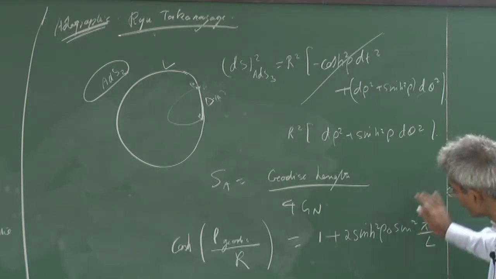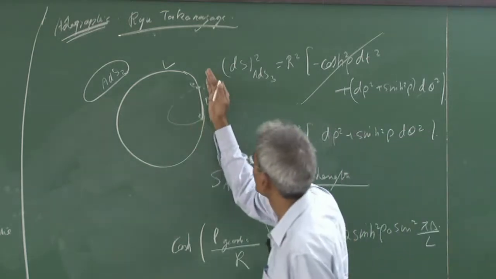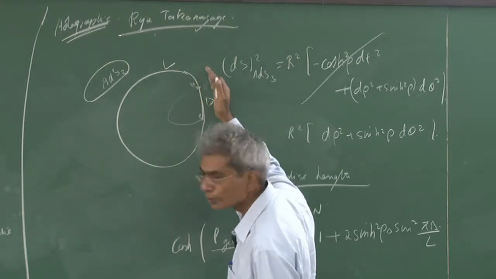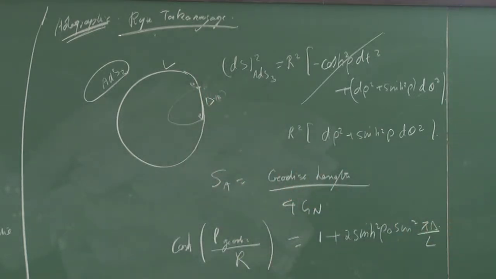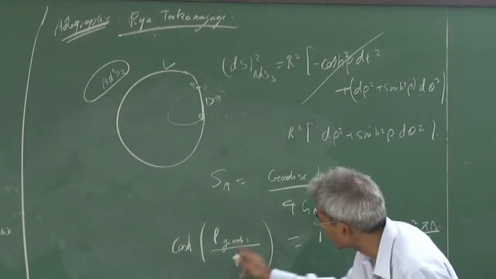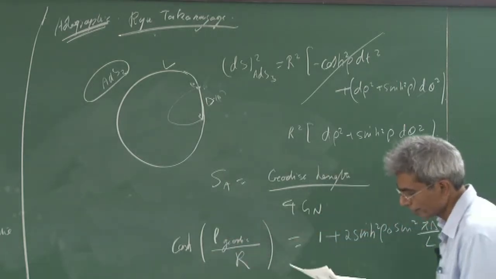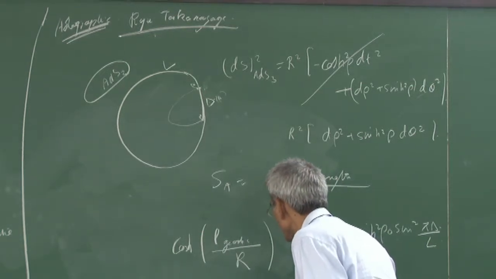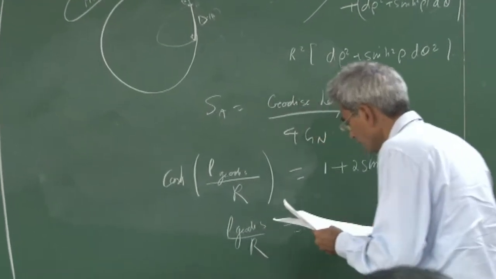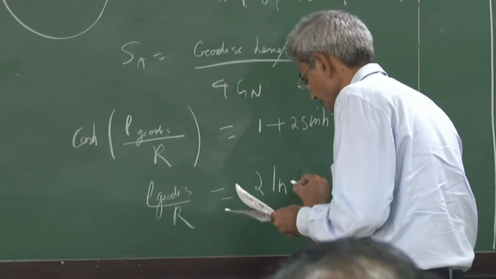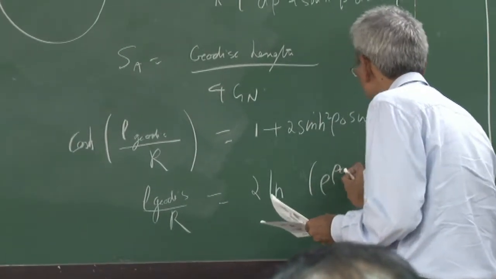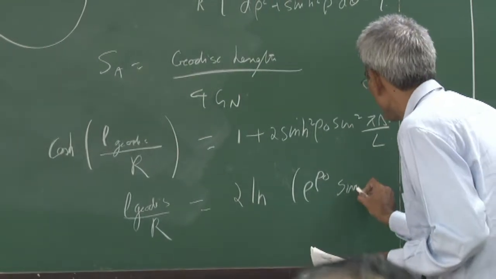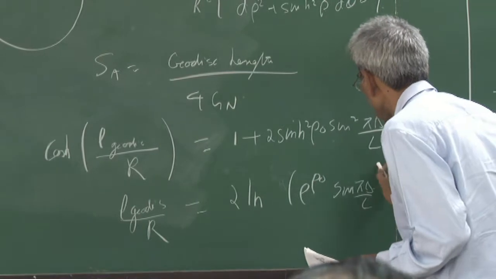So you push out. As was talked about in the last talk, you have to look at a cutoff where rho naught is very close to the boundary. So you push rho naught close to the boundary. So you can exponentiate all this, and if you do that, you get the geodesic length divided by R is equal to 2 log of e to the power of rho naught, because you can exponentiate. The 2 comes because of the squared sin pi delta by L.